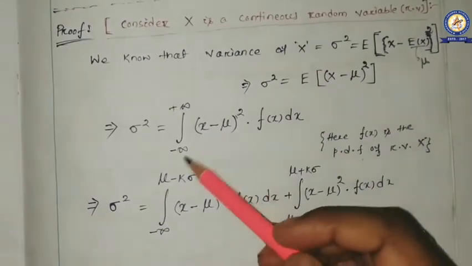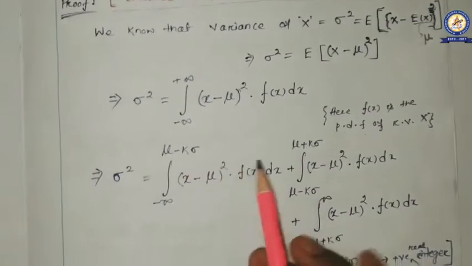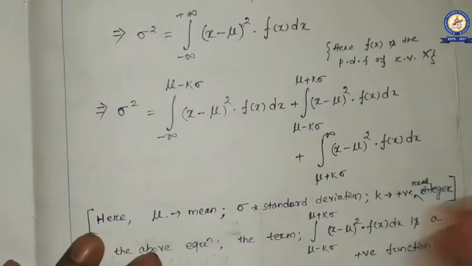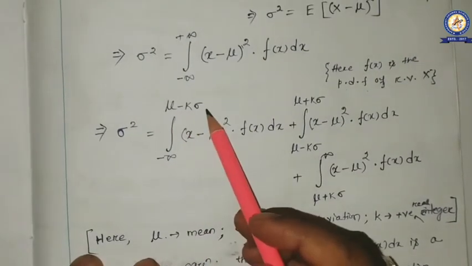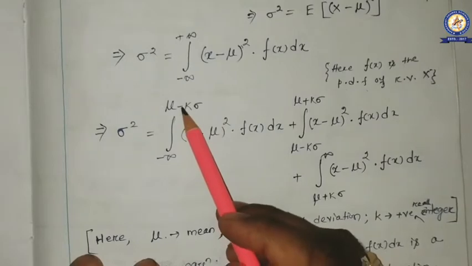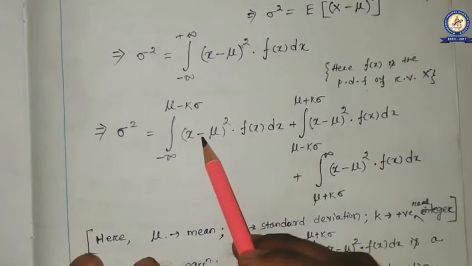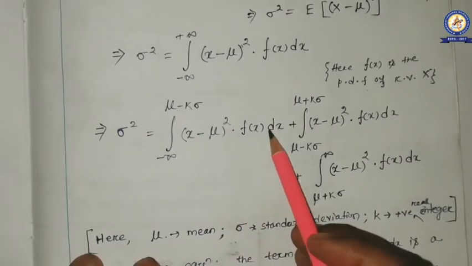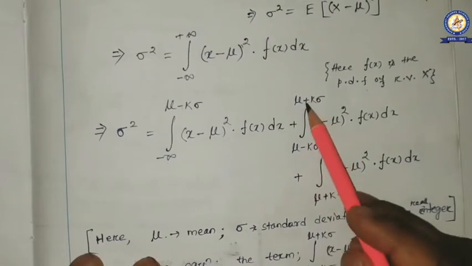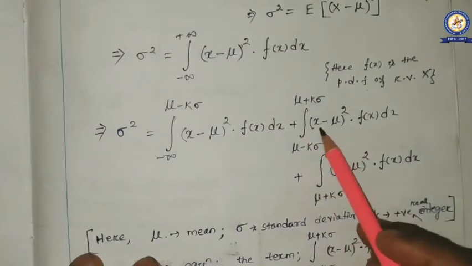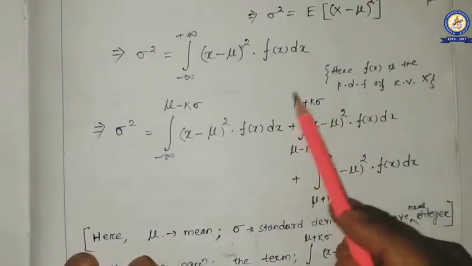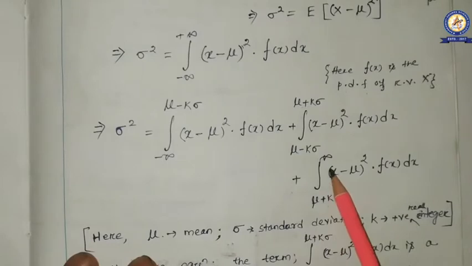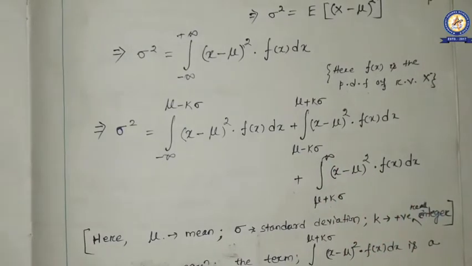And this whole range can be written like this: minus infinity to mu minus k sigma, integration of x minus mu square into fx dx, plus mu minus k sigma to mu plus k sigma, x minus mu square into fx dx, plus mu plus k sigma to plus infinity, x minus mu square into fx dx.